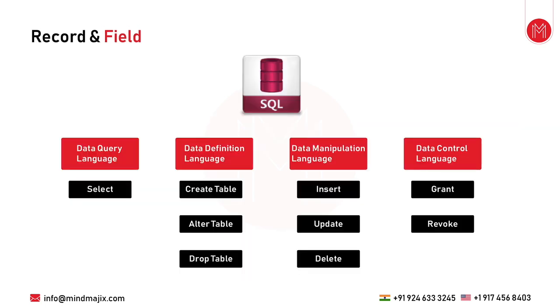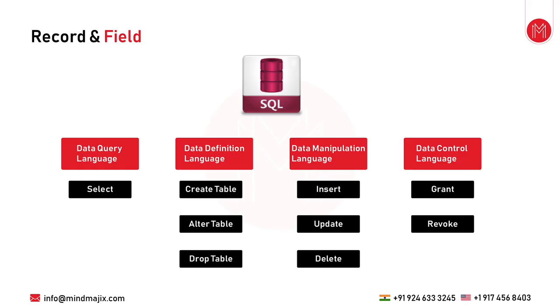Now we use certain commands in SQL to interact with the database. Now there are four important commands that we deal with. The first is the data query language. The second is data definition language, and the third is the data manipulation language. Fourth is data control language. Now these four important commands are used for interacting with the table and the data that is stored in the database. Data query language is like select, and data definition language is used for creating, altering or dropping the table structure.